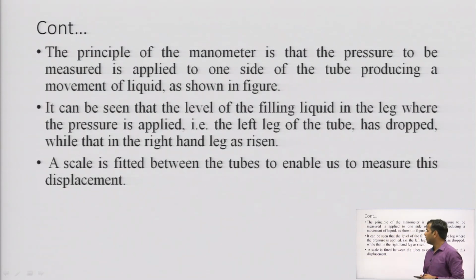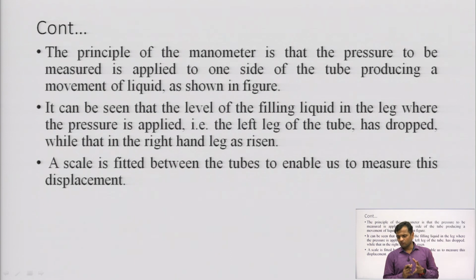Now, when we talk about the principle of the U-tube manometer, the principle is that the pressure to be measured is applied on one side of the tube, producing a movement of liquid that we will see in the figure. So, on one side the pressure to be measured is applied, producing a movement of liquid, and that is the pressure we need to measure. Also, it can be seen that the level of the filling liquid in the leg where the pressure is applied, that is the left leg of the tube, has dropped while that in the right hand leg has risen.